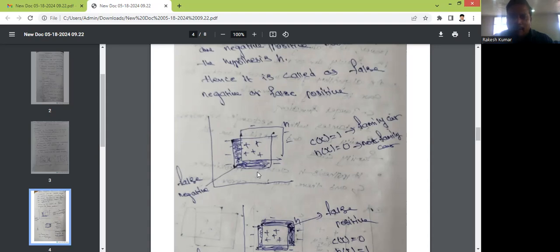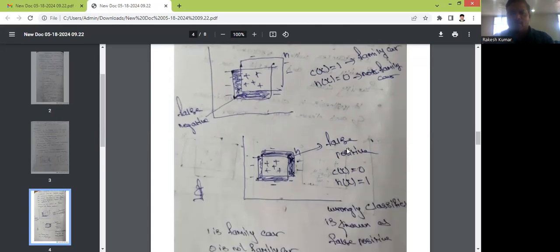Okay, here we have all minus. This all comes under the not a family car. Again, I will show you false positive. In this, we have two types: one is false positive and false negative. So here we have totally reverse of this.